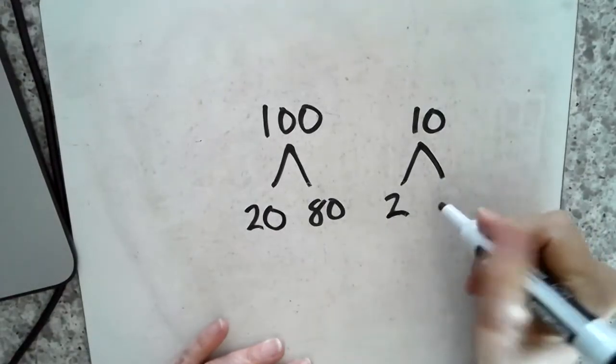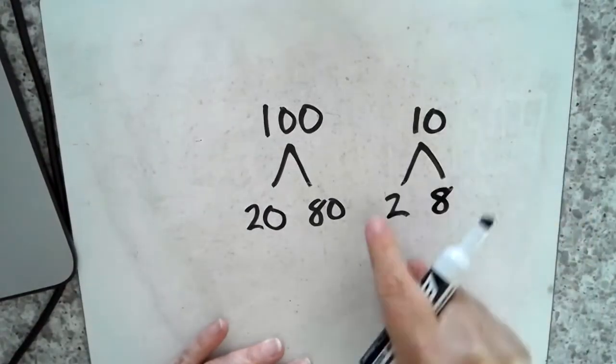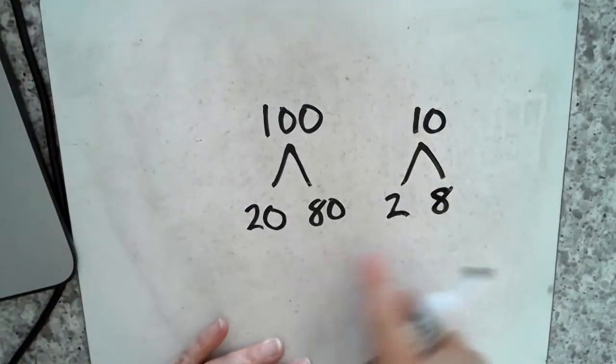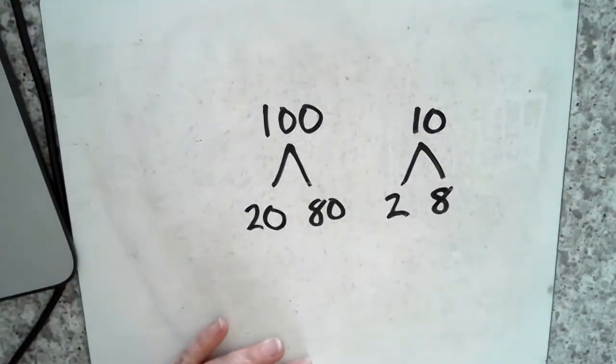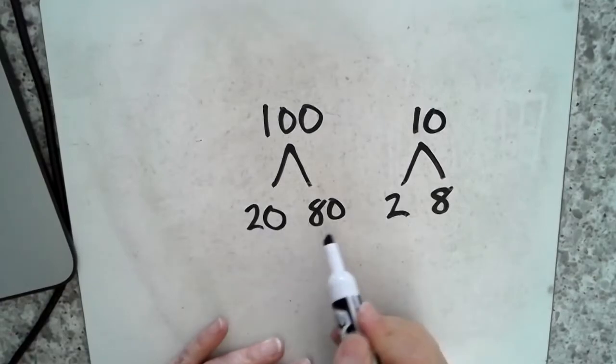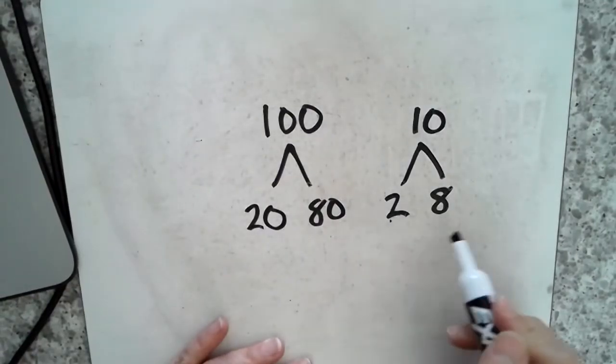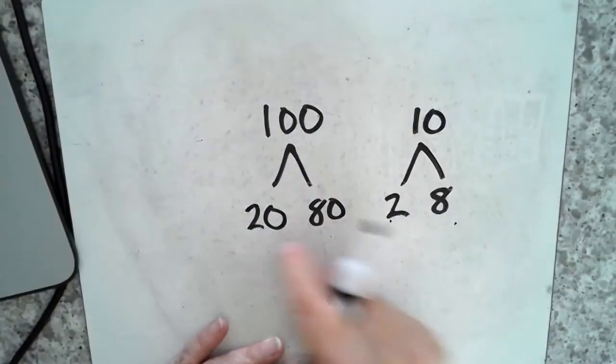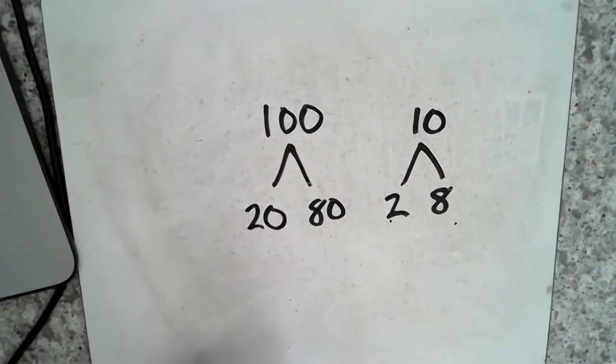If we look here and I do the partners of 10 with 2 and 8, there's a relationship between these two sets of partners. Can you see what it is? Yeah, so if 2 and 80 is 100, 2 and 8 is 10. It's just an extra 0 there. So that'll help you to remember.